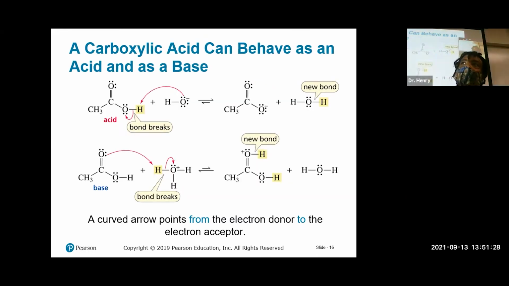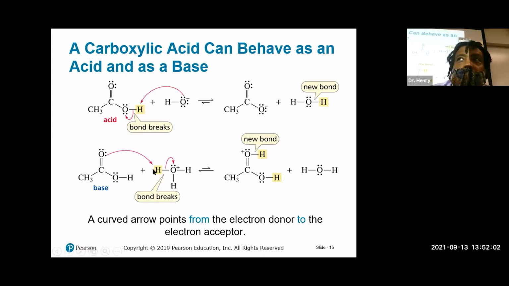Okay, so here's carboxylic acids. Again, carboxylic acids give them some flexibility. They can act as a proton donor, electron donors or electron acceptors. So in this case, the base is actually donating its electrons. So it allows this bond to be broken, and then we form a new bond, a new water bond, right?